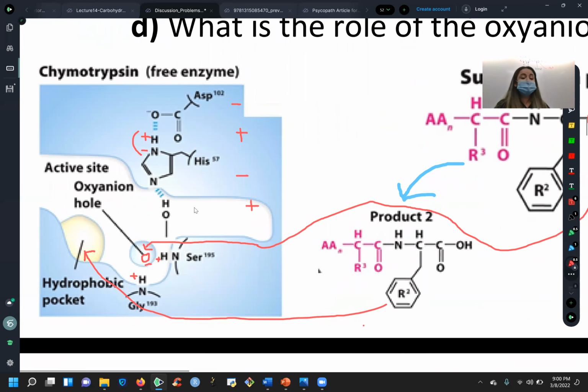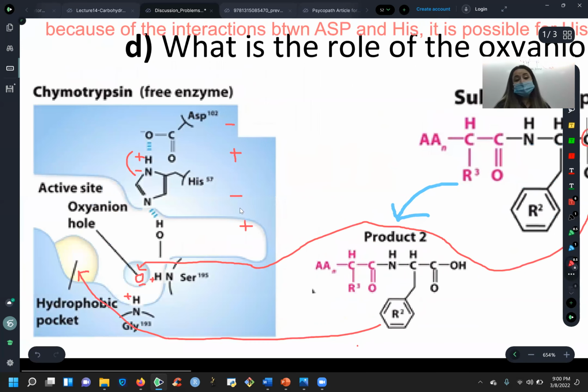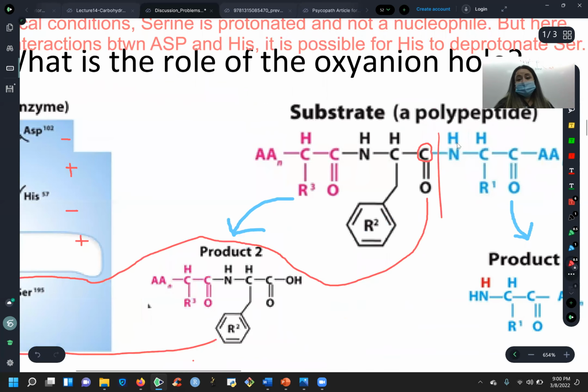Okay, I'm going to repeat it one more time. We have a hydrophobic pocket. That is where your phenyl group is going to go. We've got an oxyanion hole, and that is where the oxygen is going to go from the carbonyl from the peptide bond, because it could be any carbonyl, but it's not, it's the one from the peptide bond. And what's going to start this process is that your polypeptide chain will come in.